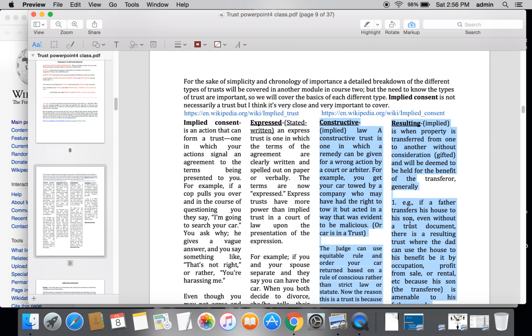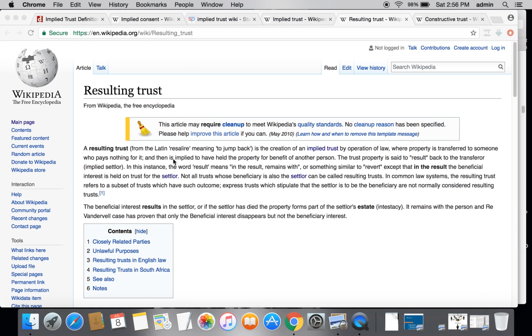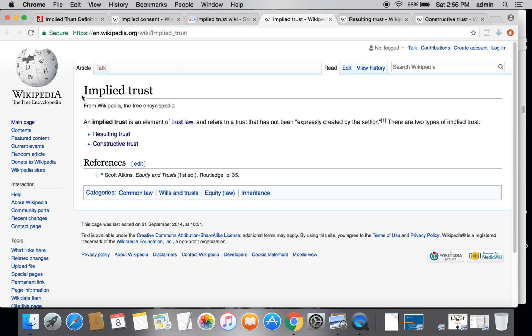These are the constructive and resulting. Now remember, these are implied trust. Okay? So we're going to go back and we're going to go here. So we have the implied trust. Not the implied consent, but the implied trust. And it says, an implied trust is an element of trust law and refers to a trust that has not been expressly created by the settlor. There are two types of implied trust: resulting trust, constructive trust.